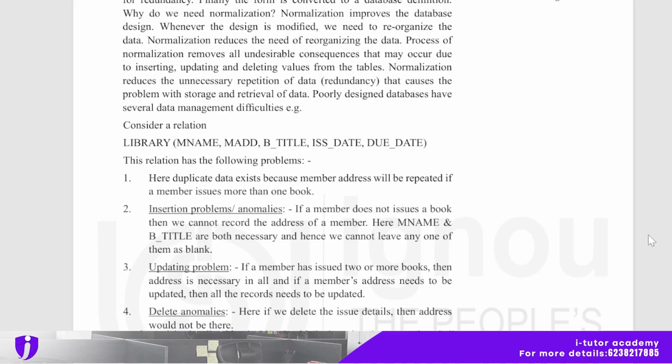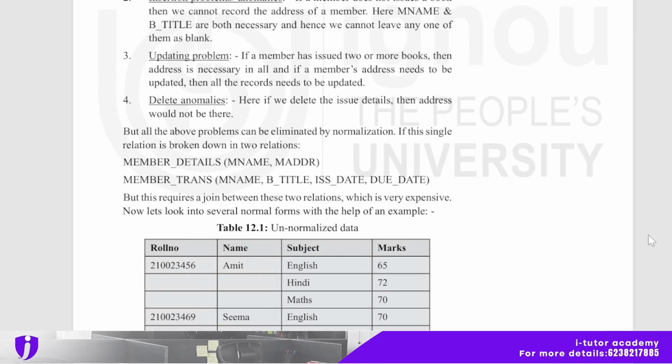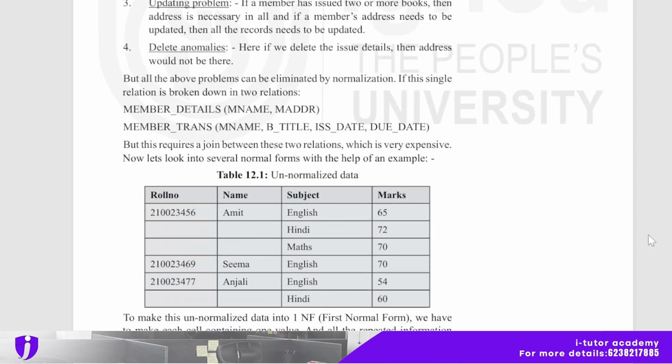Updating problem: if a member has issued 2 or more books, then the address is necessary in all, and if a member's address needs to be updated, then all the records need to be updated. Delete anomalies: if we delete the issue details, then the address would not be there. But all the above problems can be eliminated by normalization if this single relation is broken down into 2 relations, member details and member transactions. But this requires a join between these 2 relations, which is very expensive.